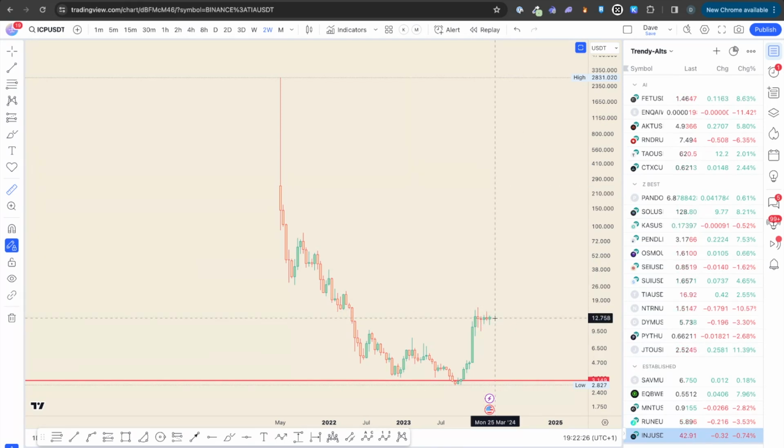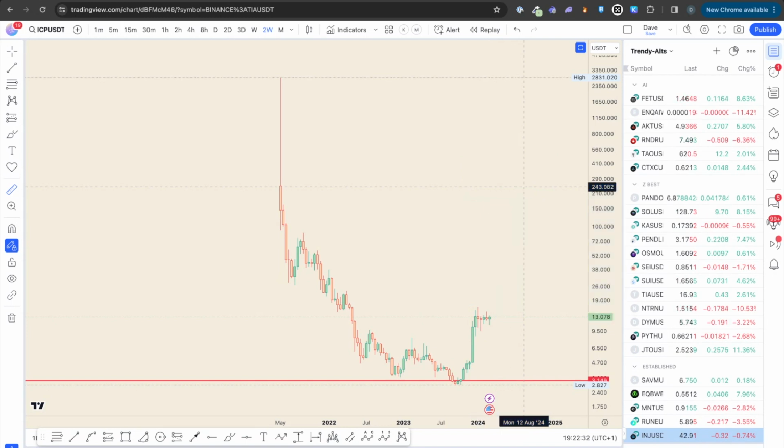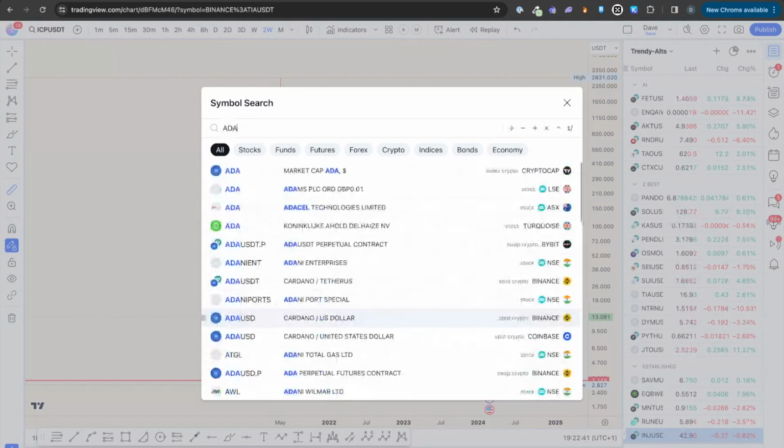I mean, let's not talk about specific projects again, but you should ask yourself if the projects will really come back, if they have a strong community, etc. Same thing with Cardano. Of course, it is very far from its all-time high.